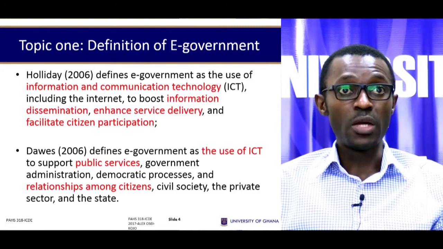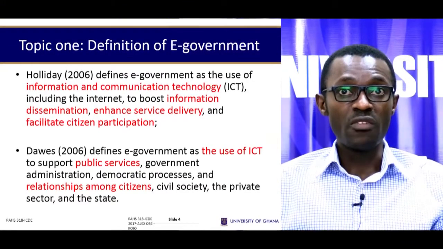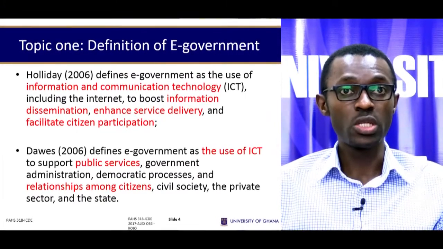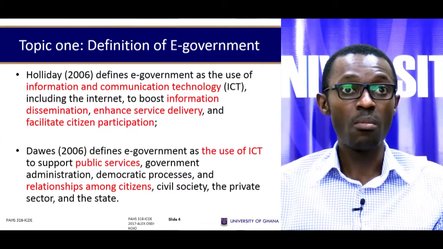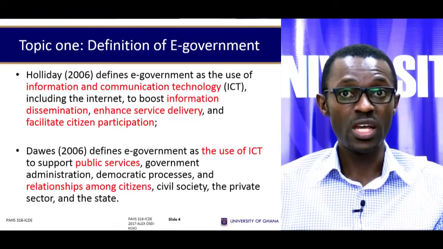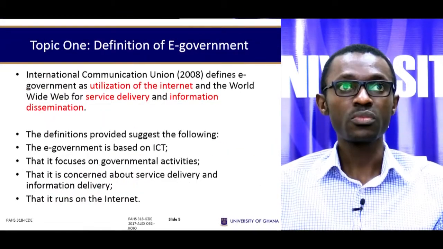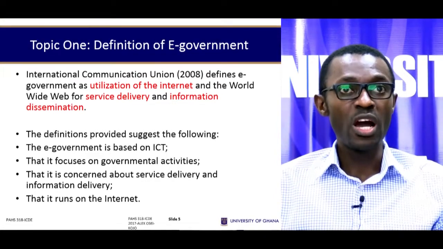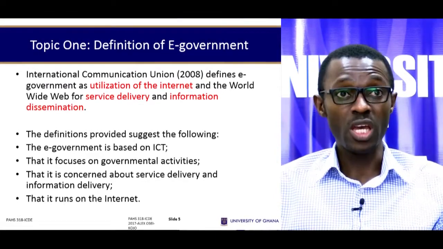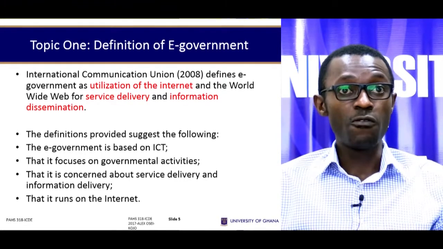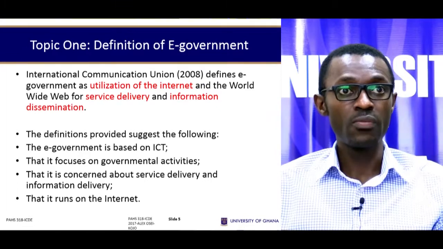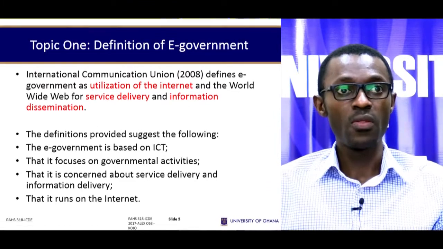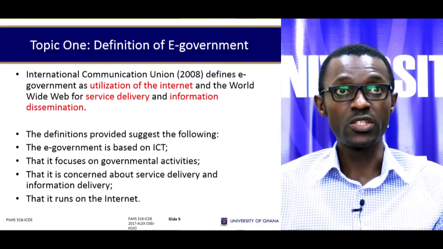Another definition is given by Dahl, where he defines e-government as the use of ICT to support public services, government administration, democratic processes, and relationships among citizens, civil society, the private sector, and the state. If we combine these definitions, the following are worth knowing. 1. E-government is based on information and communication technology. 2. That it focuses on governmental activities. 3. That it is concerned about service delivery and information delivery. And 4. That e-government runs on the internet.